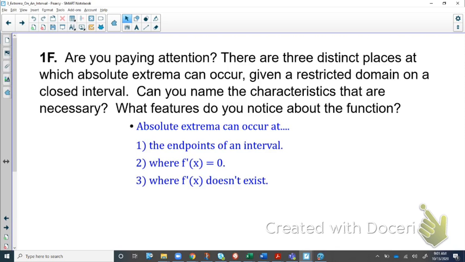Although the third one, we haven't really seen much in the way of an example of that, because you really don't see that. Where f prime doesn't exist, that's really going to be like if I have a vertical asymptote on the derivative somewhere. So that's really what that third point is.